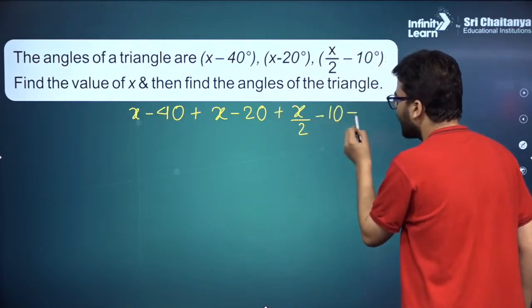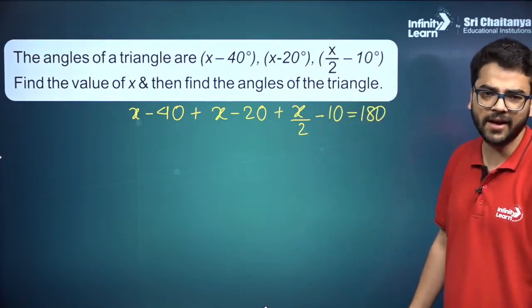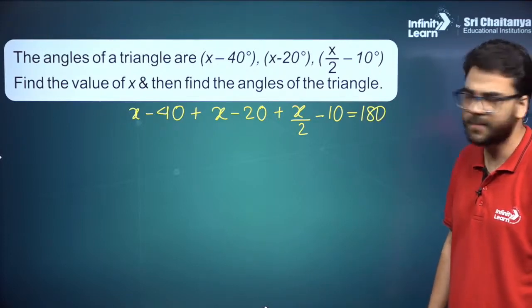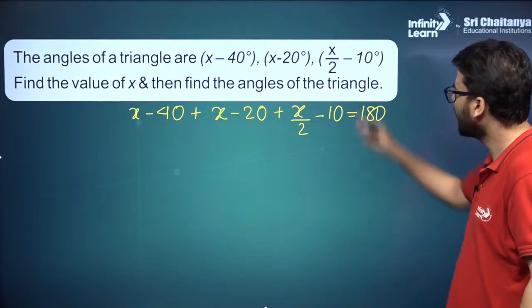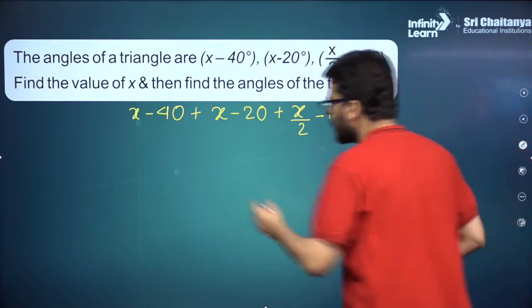So the sum of all the angles of a triangle is 180 degrees, guys. Yes, the sum of all the angles of a triangle is 180 degrees. That is given over here, Samarpita. Why are you talking about x minus 100? That is x by 2 minus 10 over here. So let's solve for x over here, Samarpita.